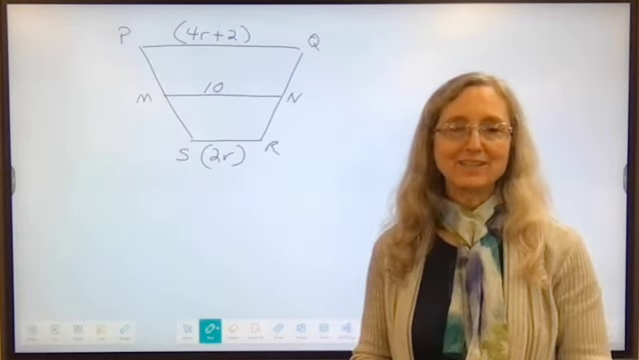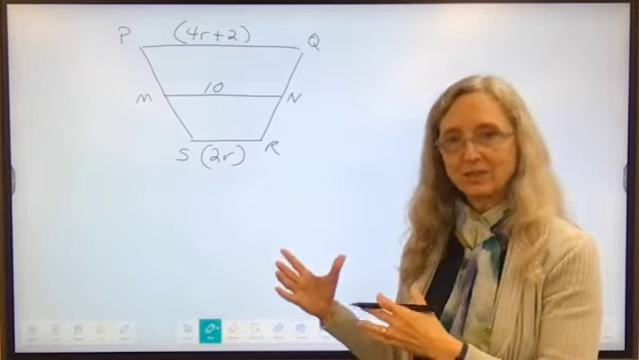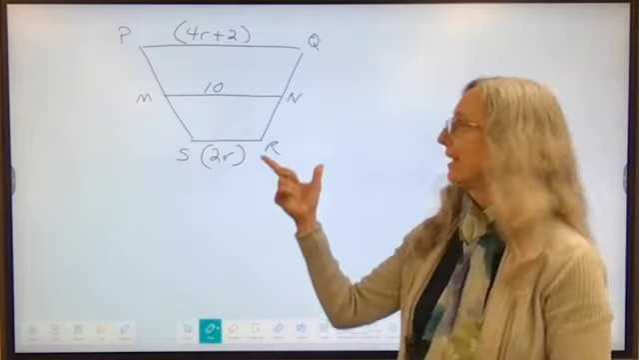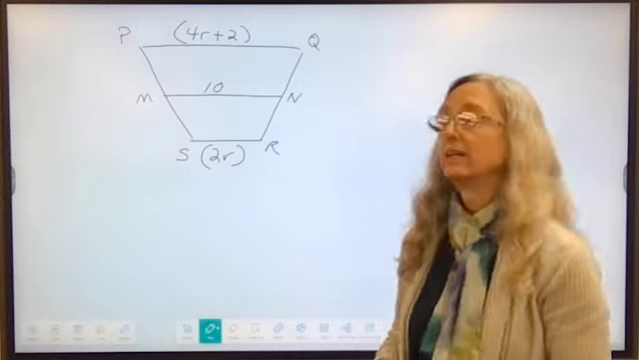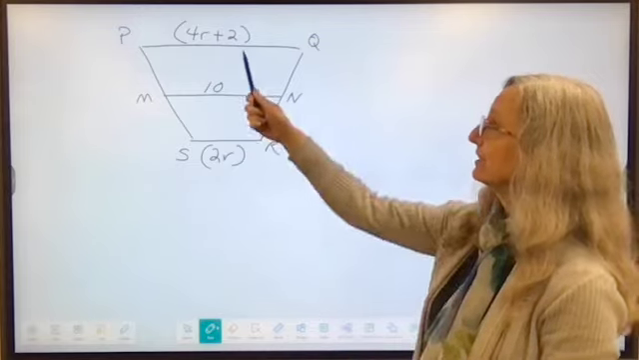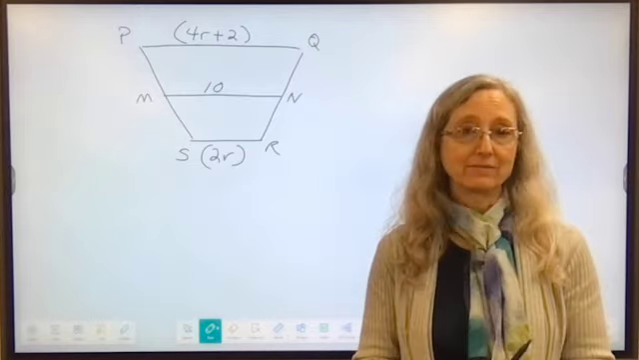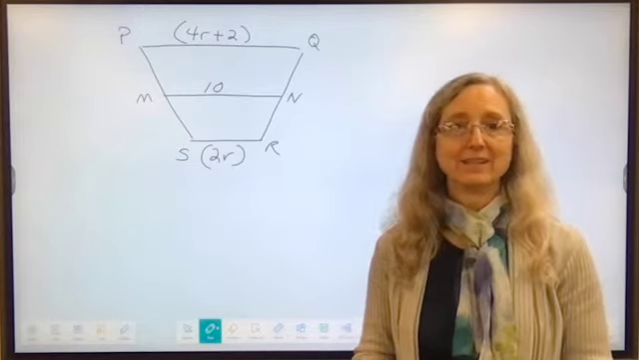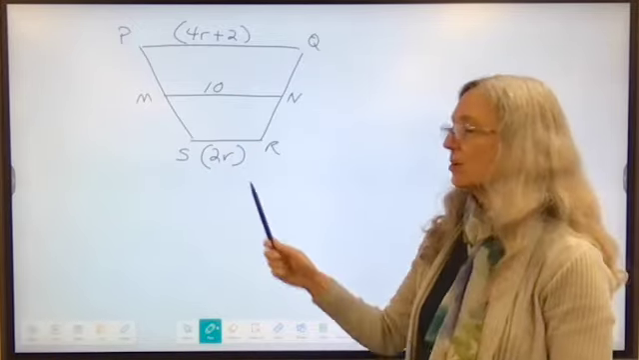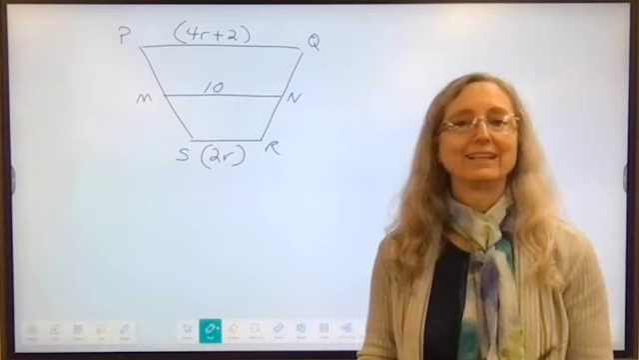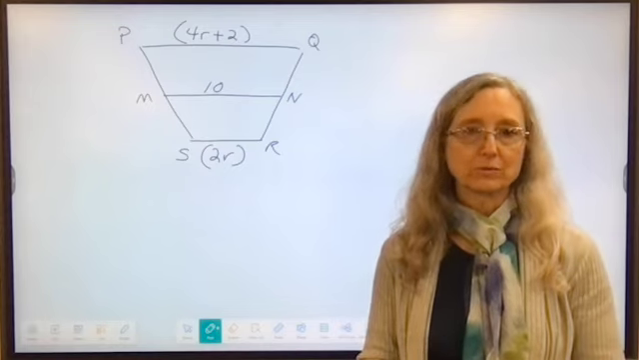Okay, let's say you're given a problem like this. Here is a trapezoid. Its mid-segment is MN and its length is 10. Your task is to find the length of PQ and the length of SR. PQ is 4R plus 2 and SR is 2R. How would you find those?